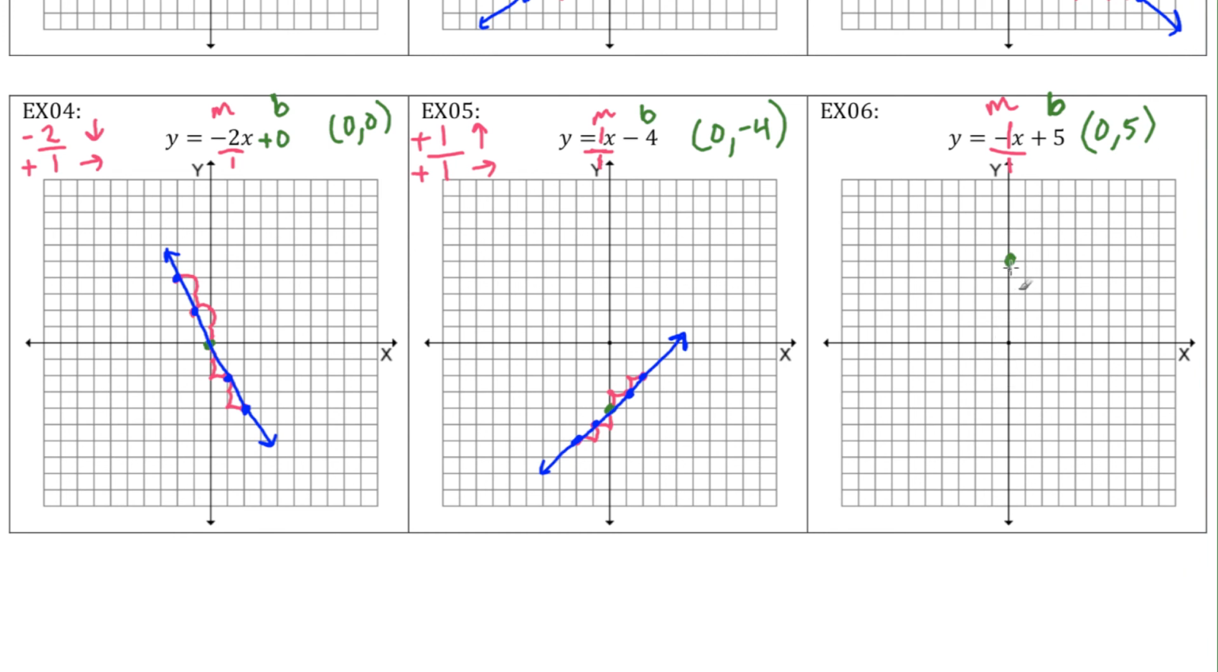And I will go down 1, right 1. Down 1, right 1. Up 1, left 1. Oh, let me chill out with that first. Forgot to show you. -1 over +1. And that means we go down 1, right 1. So now we can do it. Down 1, right 1. Up 1, left 1.